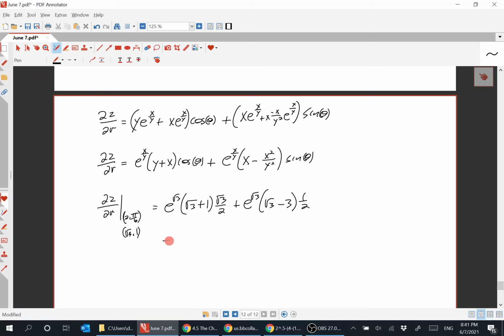So it's just this big messy expression here, e to the root 3 over 2. Distribute the root 3 here, so that's 3 plus root 3, plus root 3 minus 3. So those cancel, and you get 2 root 3 times the 1/2. So root 3 e to the root 3. And that's what I got before, amazingly enough.